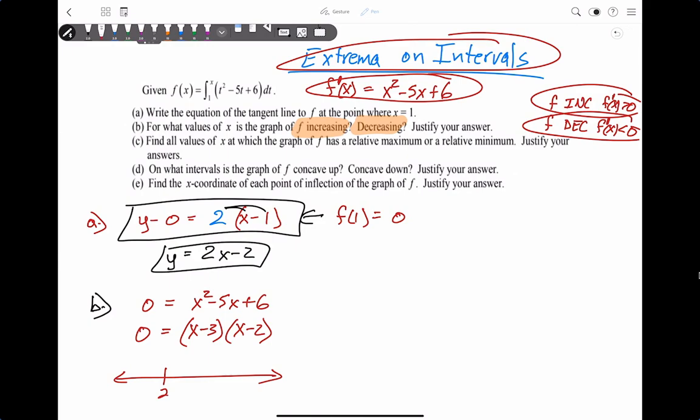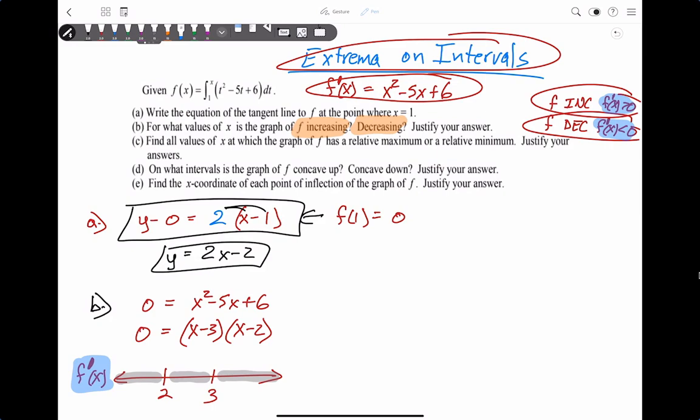So we have 2 and we have 3. Okay, so now I can quickly identify, I'm going to be calculating 3 different intervals, and I'm going to test, are they positive, are they negative? And remember, I'm looking at f prime of x. Whether it's positive or negative will help me identify if it's increasing or decreasing.